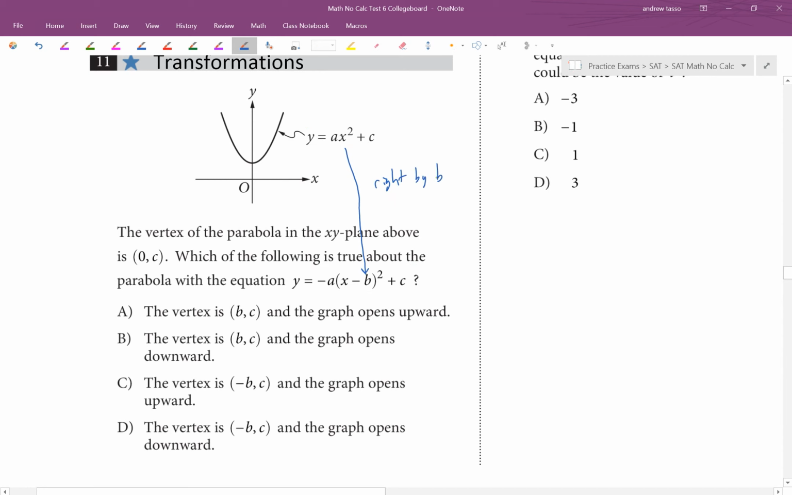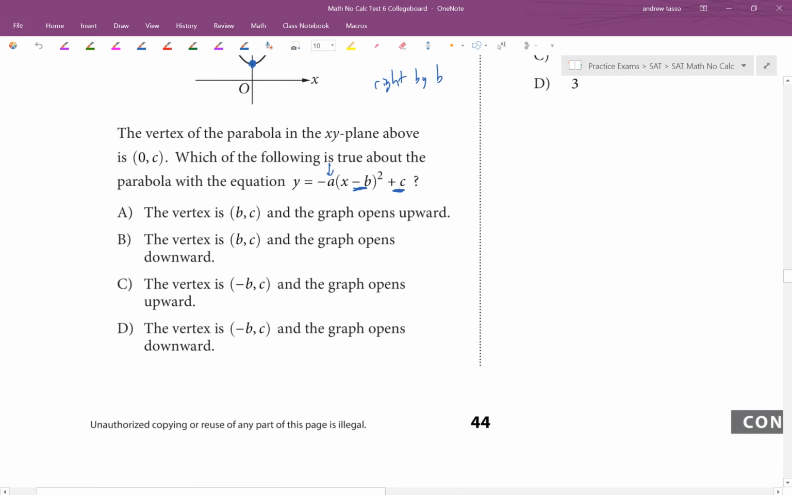So instead of being where it's at now, the vertex is going to be moving to the right by b. So the new vertex we expect to see at an x value equal to b, and the y value will still equal c, right? That's the vertical translation. This is the horizontal translation. The only other difference is that instead of a in front, we now have -a. And what that means is that we're going to have to flip everything vertically. So we're going to have to flip in the x-axis.